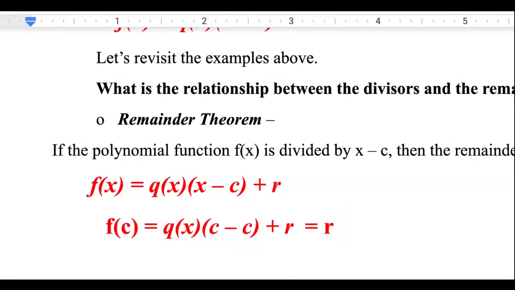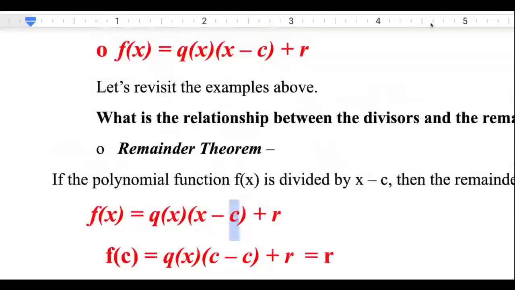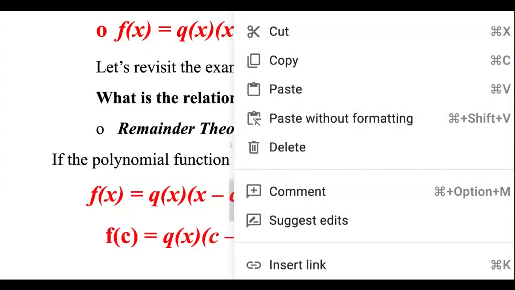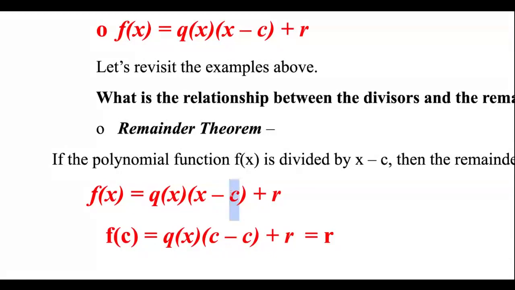And you will have questions like this. Okay, a function is written as a quotient times divisor plus some remainder. Then ask you to evaluate c. So I'm going to change this color actually to make it obvious. How do I do this? It's not easy to see. You see this c? This is x minus c, right? And we want to evaluate f of c. What happens? C minus c is 0. 0 times anything will be 0. So it's just a remainder left. That's why f of c equals to the remainder. Any question?